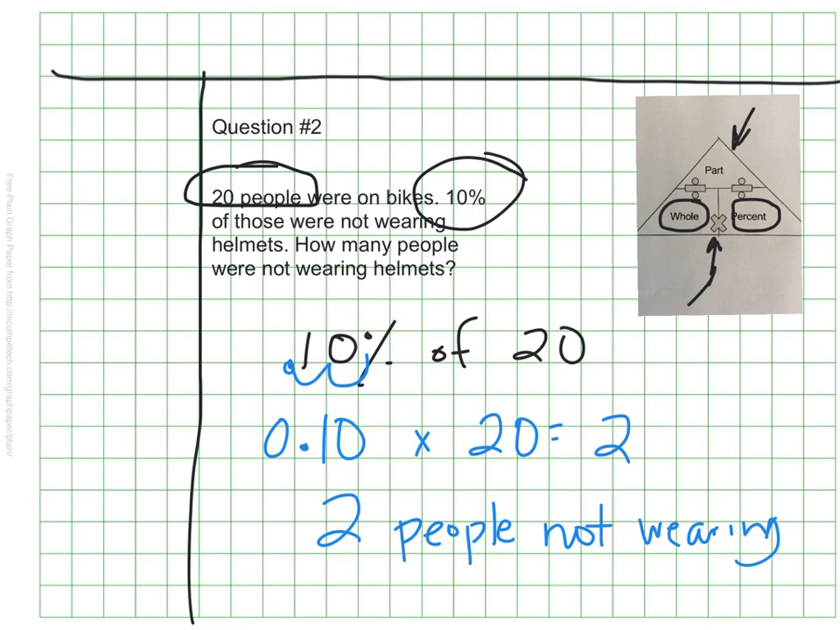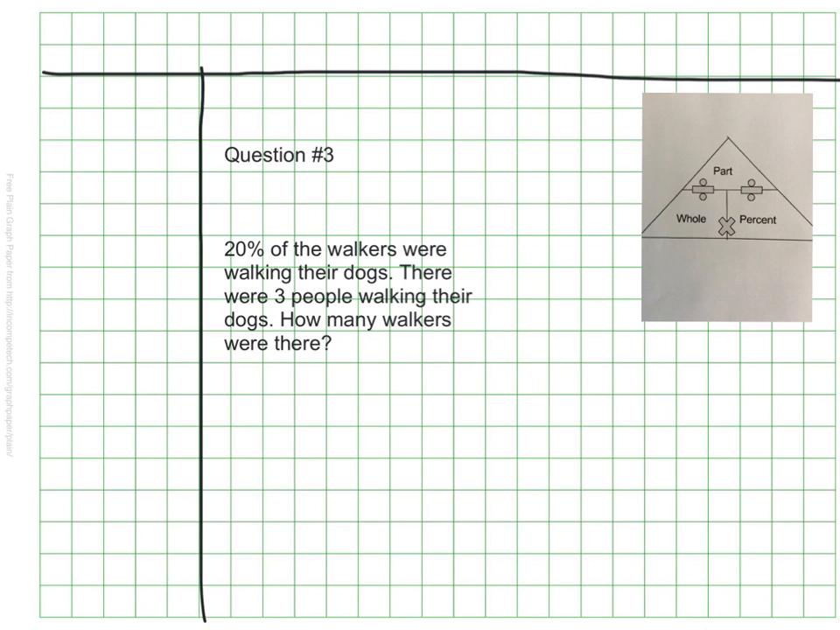We have one last type of situation. In our third question, we see that 20% of the walkers on the corridor were walking their dogs. There were 3 people walking their dogs. The question is, how many walkers were there? So this one, it's pretty obvious that we have the percent. So we know we're looking at the percent here. And then it says there were 3 people walking their dogs, but we're trying to figure out how many people were walking all together. So this 3 represents the part. What we're trying to find out is the whole.